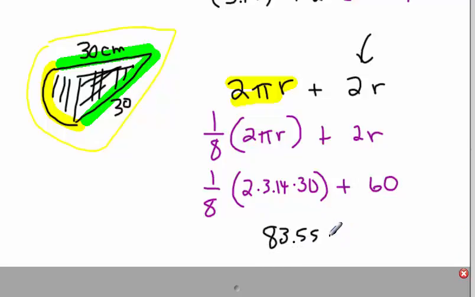83.55 centimeters. And that's all you have to do to work those problems. Good luck.